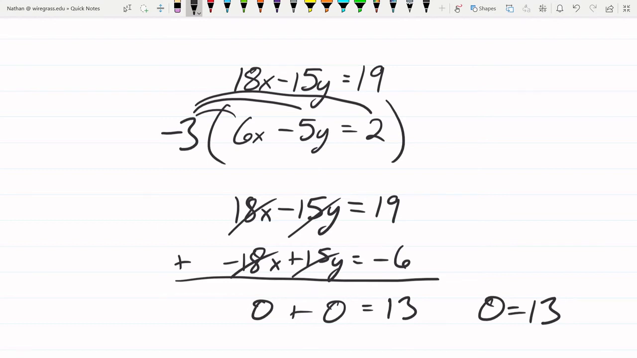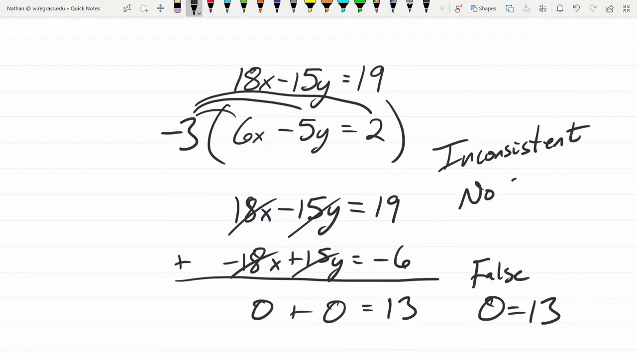And this should tell you this is a false statement. Therefore, it is an inconsistent system, meaning no solution.